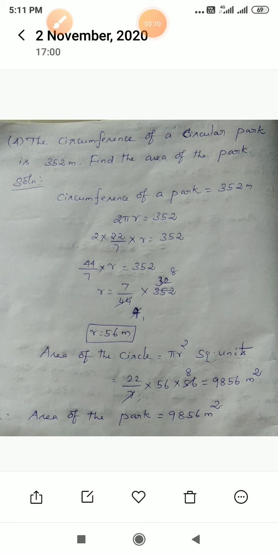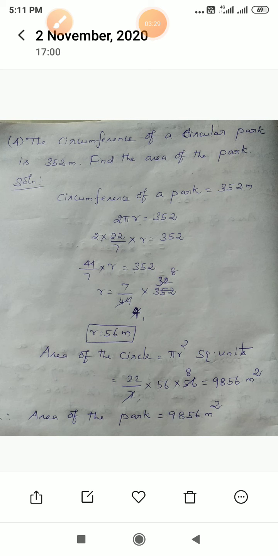Now we divide 44 and 352 by the 11 table. We get the answer 8. 7 into 8, 7 8s are 56. Therefore the value of r is 56 meter.